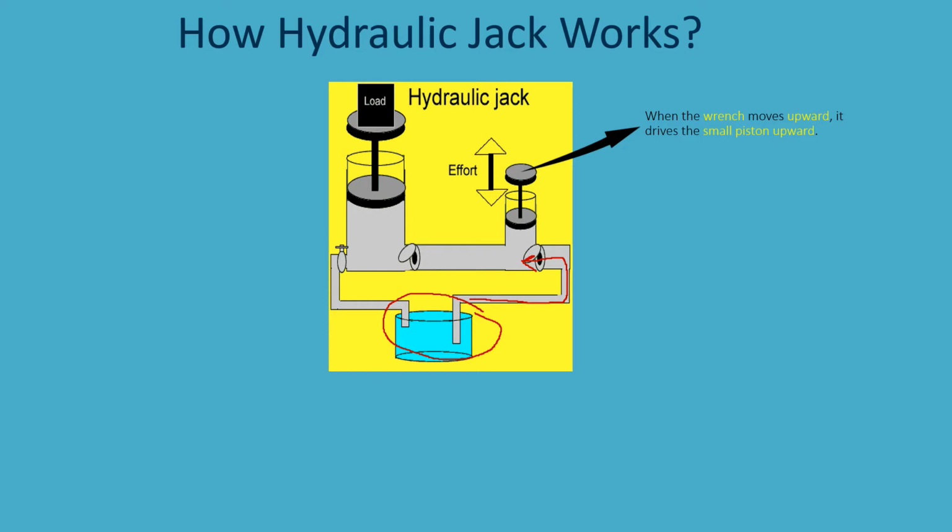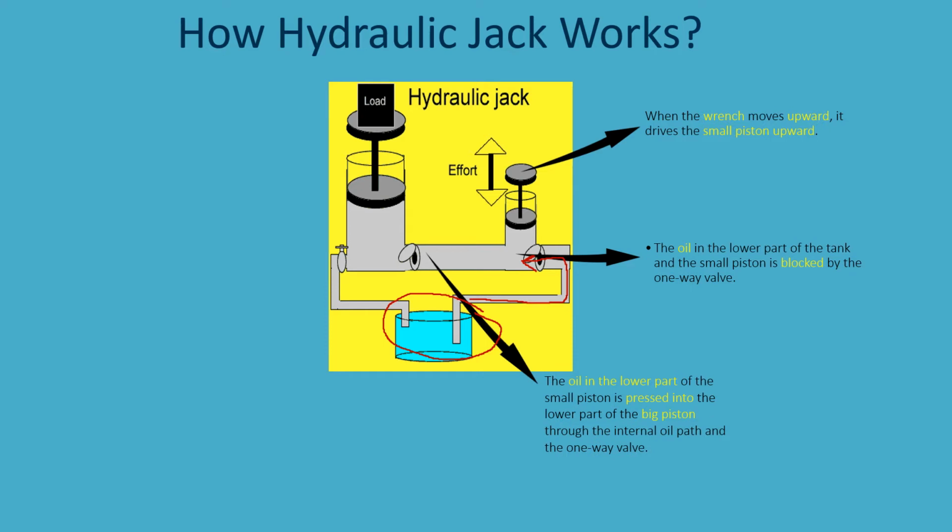Next, when the wrench presses down, the small piston is driven downward, and the oil in the lower part of the tank and the small piston is blocked by the one-way valve. When the oil has gone through this valve, the valve is closed and blocked, so the oil remains right here under the small piston area.